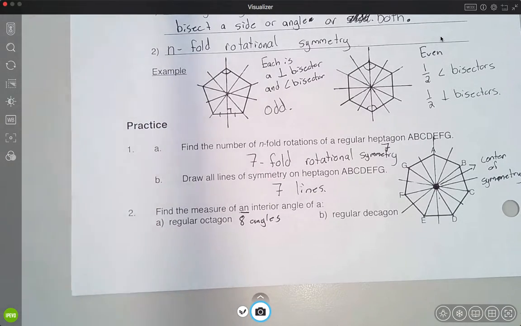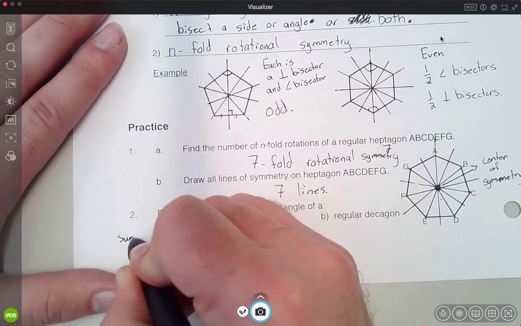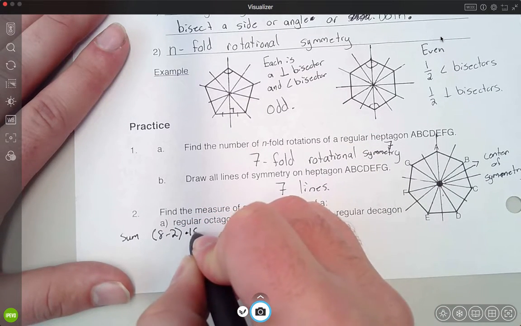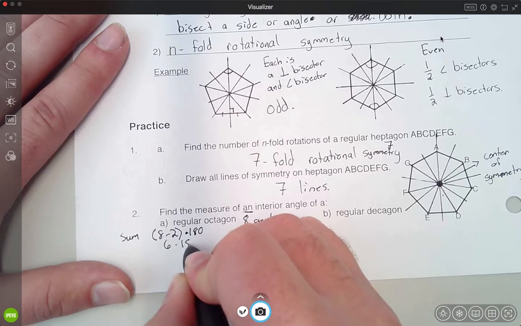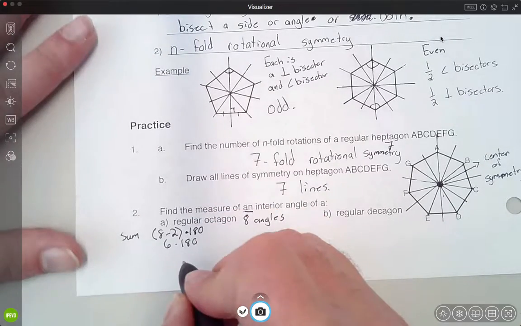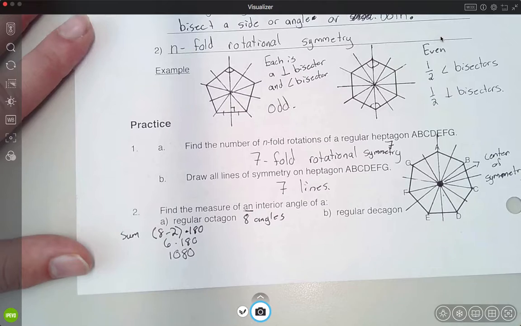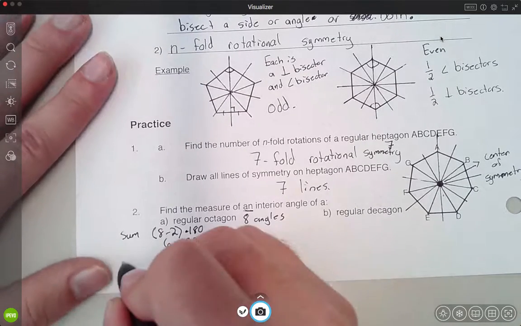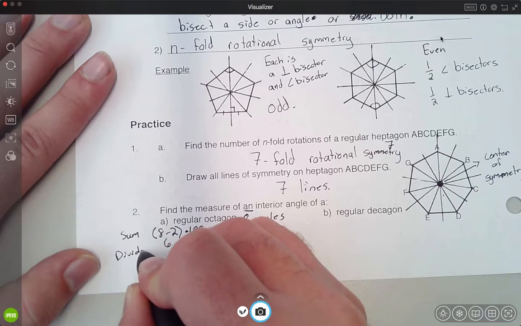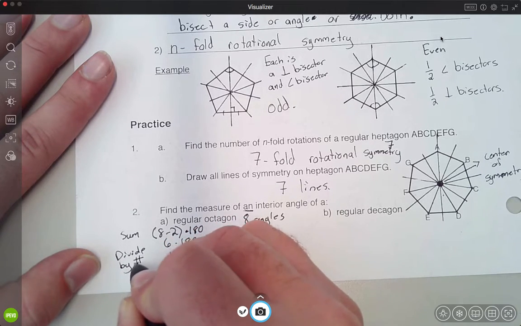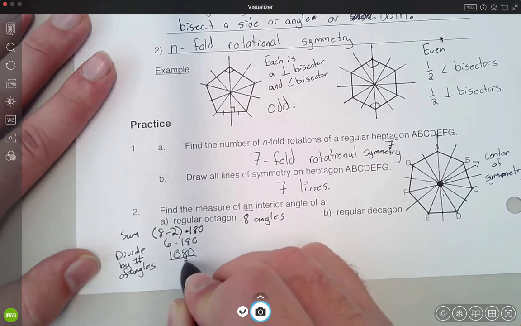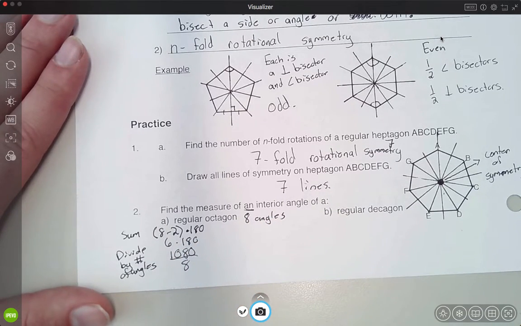So to find the sum, I use my formula, which is 8 minus 2 times 180. Well, 8 minus 2 is 6 times 180 gives me 1080 for my sum of all of my angles. Now I don't want 1080. I want to take and divide that by the number of angles. Well, for an octagon, I have 8 sides, so I have 8 angles as well. 1080 divided by 8 gives me 135 for that angle.